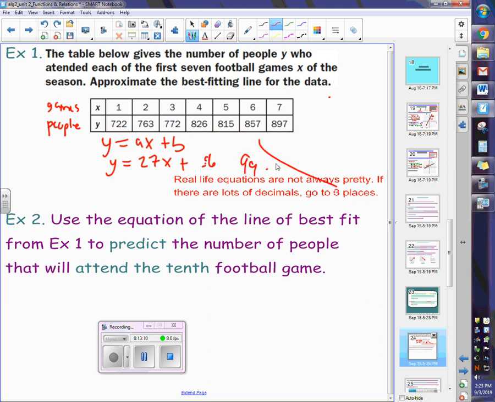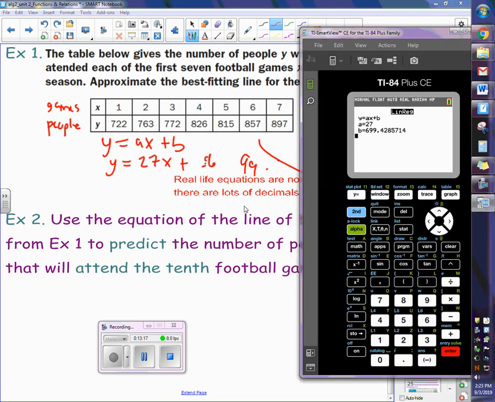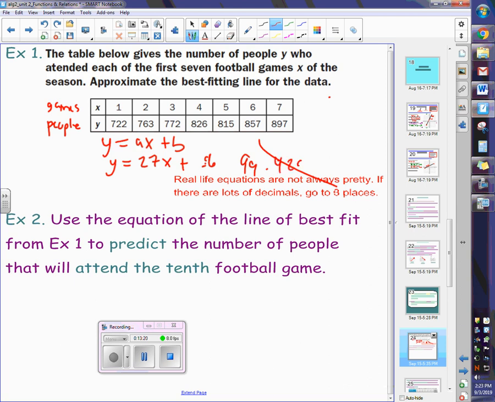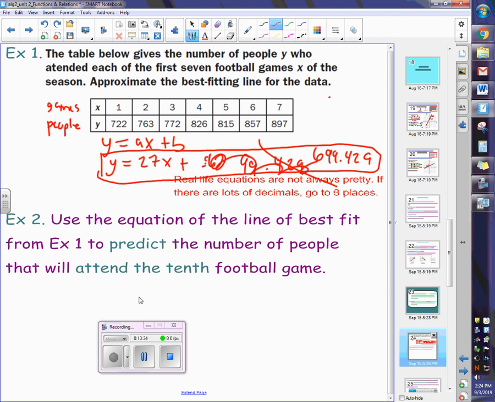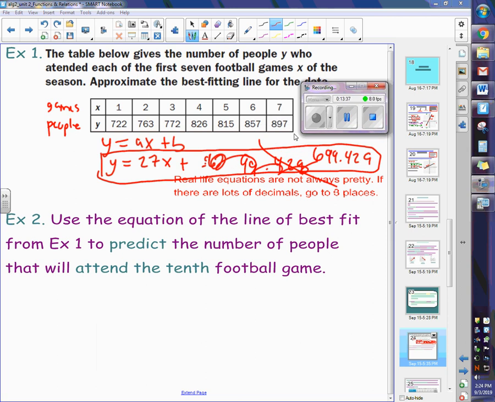699 point 429. Let me write that nicer. So 699.429. So this is the equation. So then it wants us to use the equation. So let's write the equation again. y equals 27x plus 699.429 to predict the number of people who will attend the 10th game.